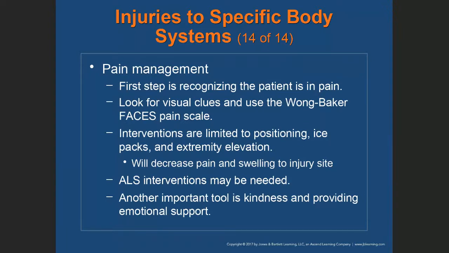Pain management. The first step is recognizing the patient is in pain. Look for visual clues and use the Wong-Baker Faces Pain Scale. You can Google that. Interventions are limited to positioning, ice packs, and extremity elevation. This will decrease pain and swelling to the injury site. ALS interventions may be needed. Another important tool is kindness and providing emotional support.